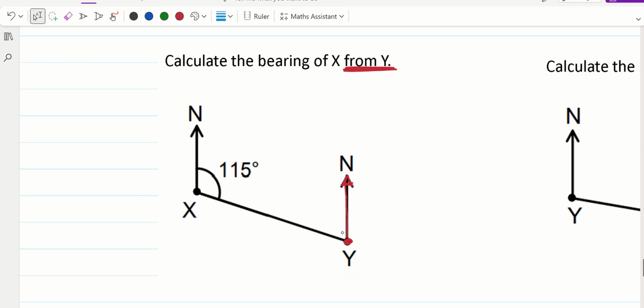Don't start from here. Don't say, well, Y is here, so I'm going to do this. No, you start from the north line. So I kind of go halfway through the north line, and that's my angle. So that's the bearing I want. That's what I'm trying to find. But before I find that, I will need to find this angle Y. And of course, those two are co-interior.